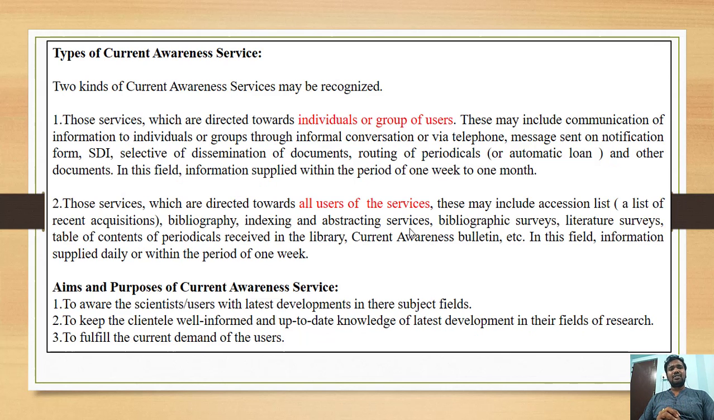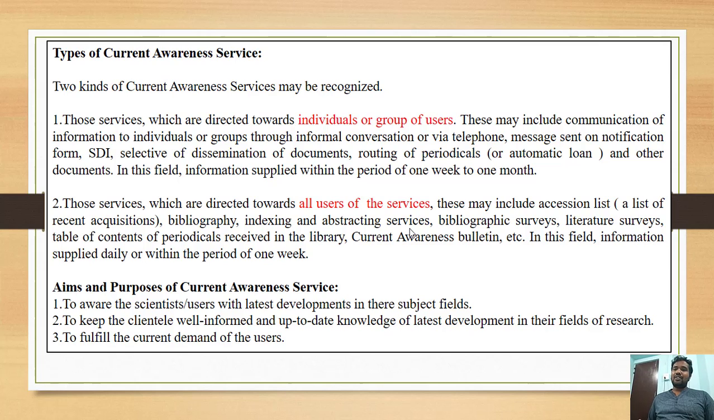Types of current awareness services. Basically, there are two types which may be recognized. First, those services which are directed towards individuals or groups of users. These may include communication of information to individuals or groups through informal conversation or via telephone, messages sent on notification form, SDI, that is selective dissemination of information, routing of periodicals, or automatic loan of documents. In this field, information is supplied within a period of 1 week or 1 month. More important is the currentness of the information, the nascentness, the newness of the information.